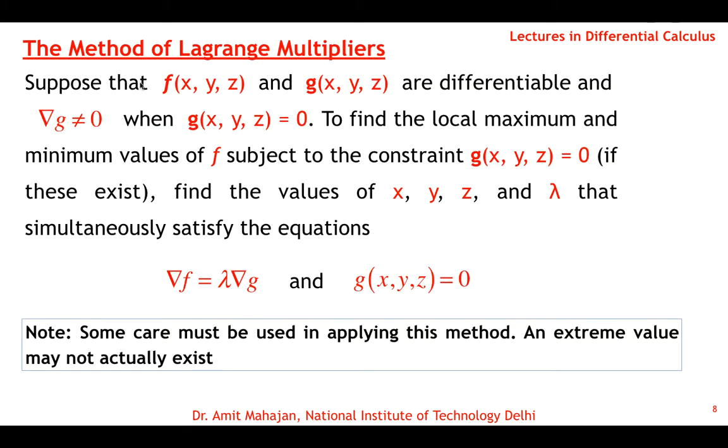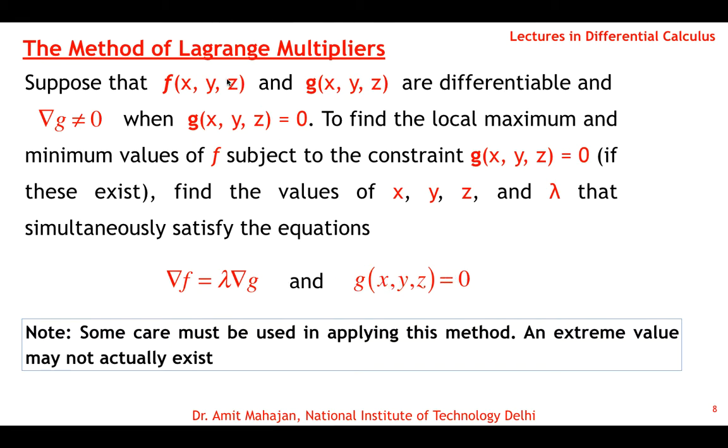It says that suppose you have f and g functions that are differentiable, and the gradient of g is non-zero, where g equal to 0 is the constraint condition. To find the local maxima and minima of the value of function f subject to this constraint g equal to 0, if these local maxima and minima exist, find the values of x, y, z and lambda that simultaneously satisfy the equation that the normals are parallel and the constraint condition.